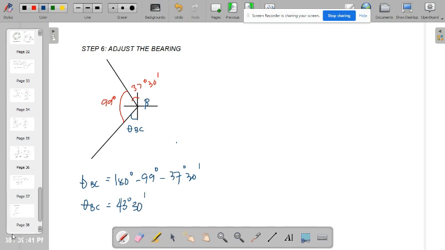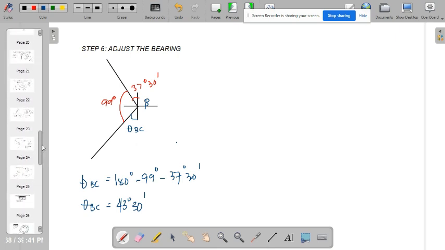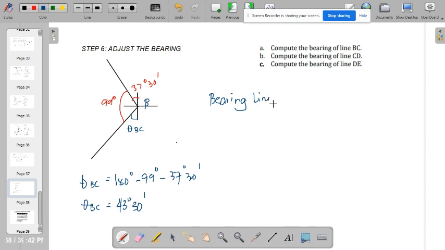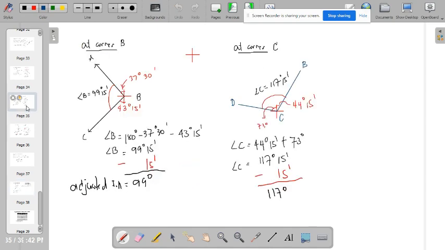Now, the bearing of this line, since what is being asked of us is the bearing line of BC, is equal to southwest, 43 degrees and then 30 minutes west. So, this is your answer for BC. Okay, now let's try to see the CD naman.